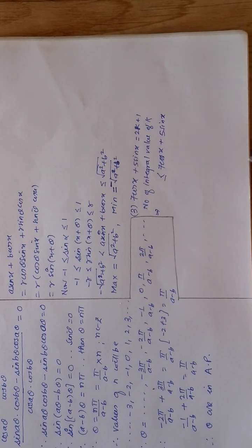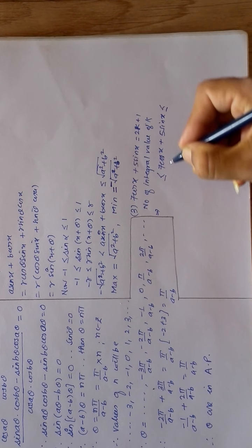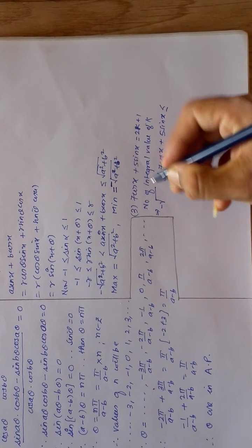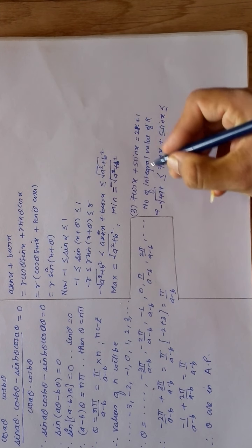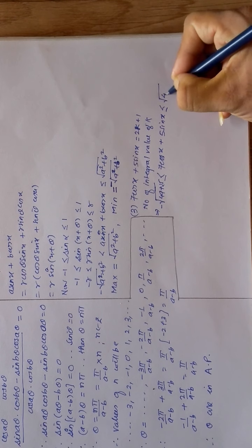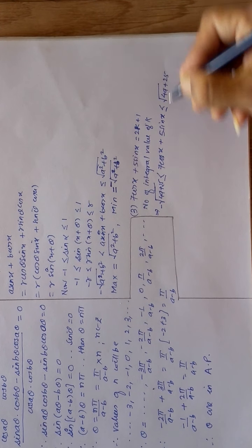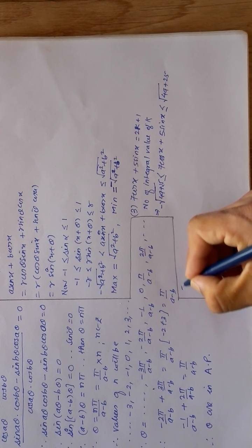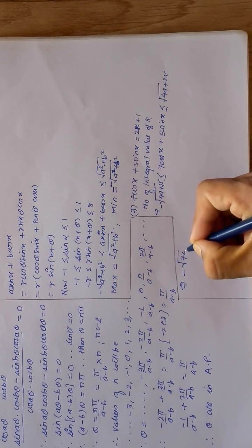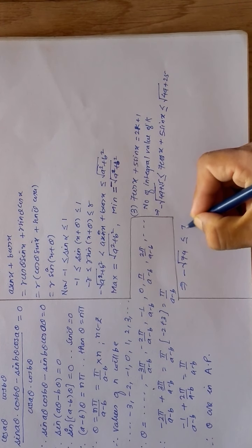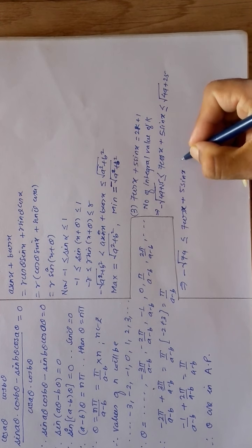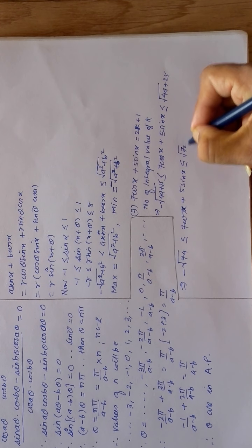So I will write the direct step which I know: the value of 7 cos x plus 5 sin x lies between, that is, the minimum value is under root a square plus b square. The value of a is 7, that is 49, plus how much? 25. Here a square is 49 and b square is 25. That means the value will be 74, correct?